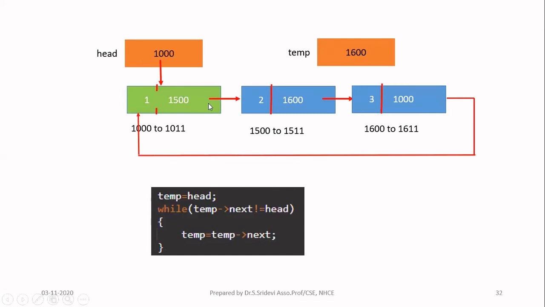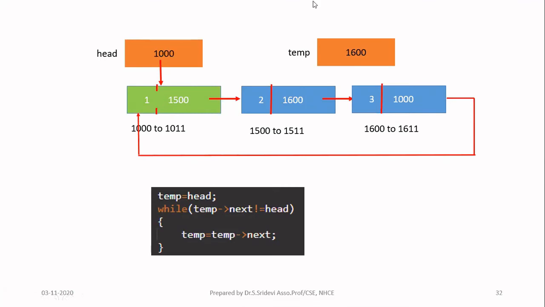In case of delete at the beginning, your linked list is like this. Remember, this is a circular list. So the last node contains the address of the first node, and the address of the first node is also available in head. I want to delete the first node. When I want to delete the first node, what are the changes I have to do?